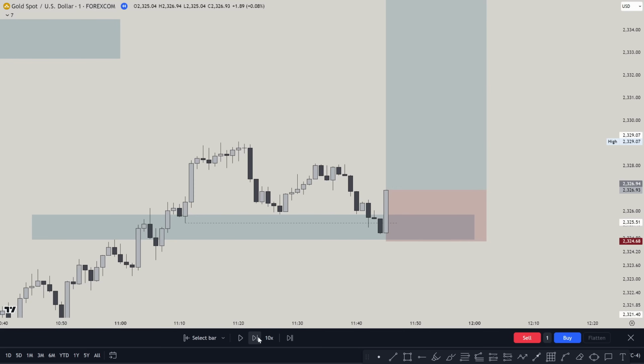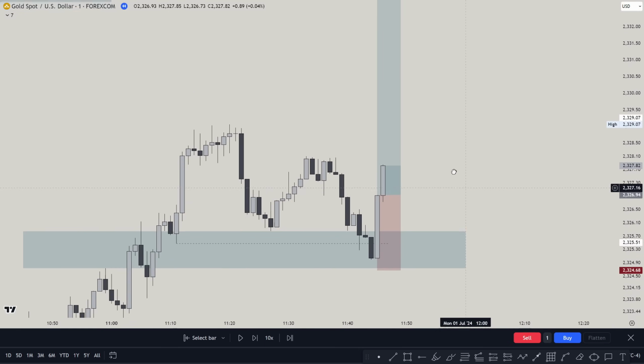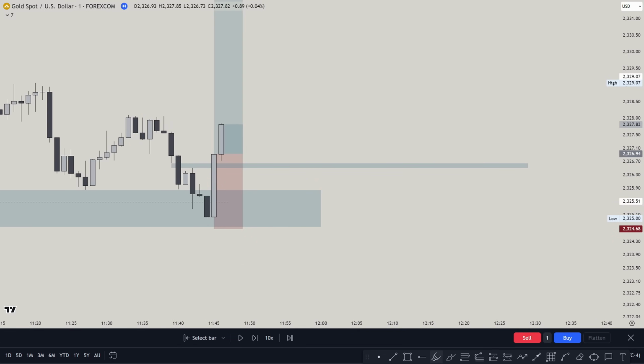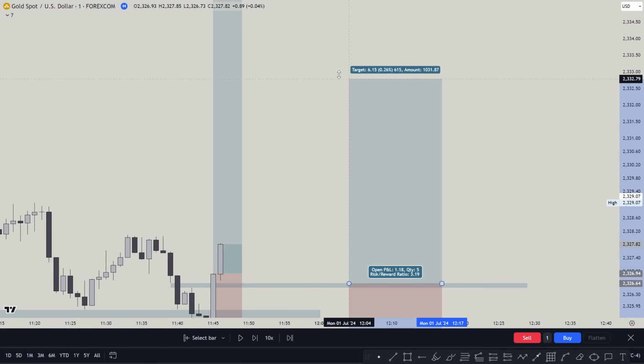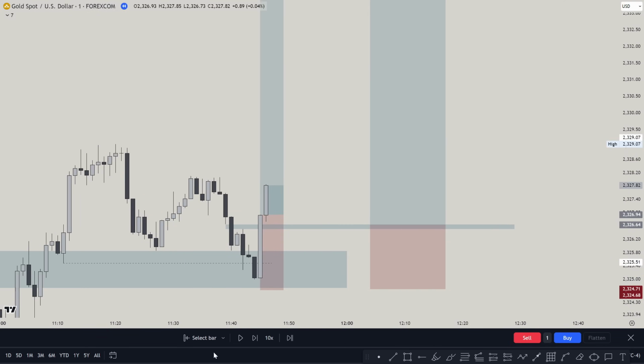That's one entry. Another entry: we have a small balanced price range here, a very small one. So that's another entry, around this level here with the overlapping. That's another entry we could have used here, covering the balanced price range and targeting the same target. Okay, that's another entry, another type.